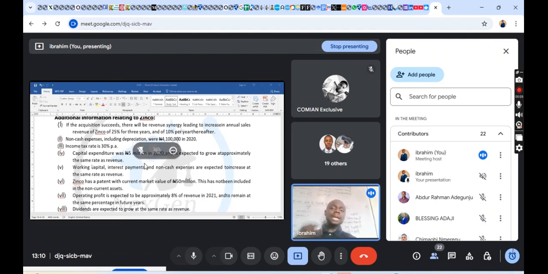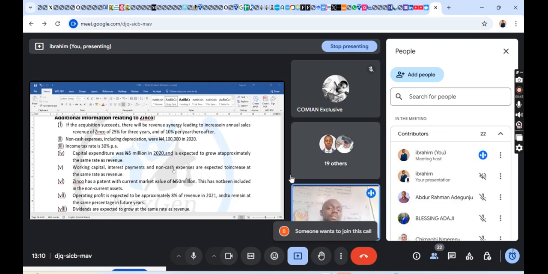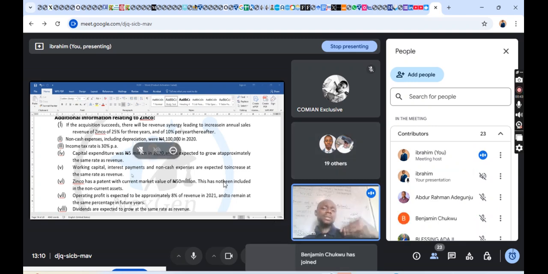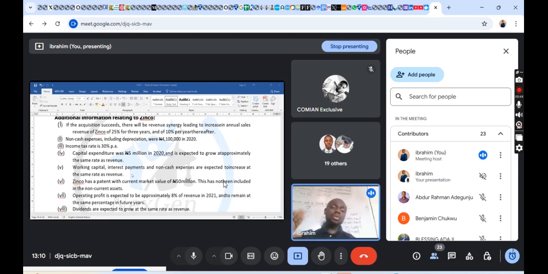Now, in this capital expenditure, you are given that the capital expenditure was 5 million in 2020. Is that not so? It's expected to grow at approximately the same rate as revenue. And we're told that revenue will grow by 25% per year. So the capital expenditure too will grow by 25% for 3 years. What are the 3 years? Don't forget, the financial given to you is 2019, 2020. So the 3 years will be 2021, 2022, and 2023.